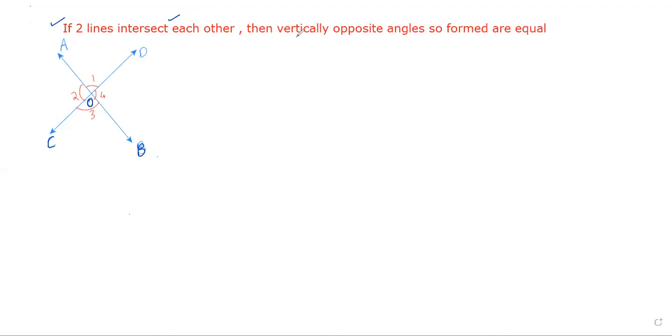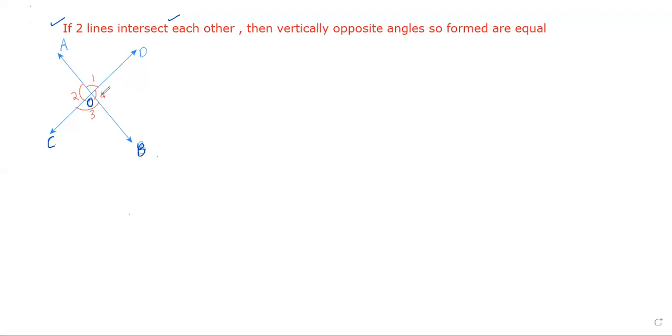The second thing is that the vertically opposite angles so formed are equal. So I have got this here. Let me name these angles: this is angle 1, this is angle 2, this is angle 3, and this is angle 4. So I have named all these 4 angles here. When I say vertically opposite angles, it means the angles which are opposite to each other and in line like this. So 1 and 3 are vertically opposite angles. Similarly, 2 and 4 are vertically opposite angles. So I've got the statement here, I have drawn the figure, and to make it easier, I have numbered the angles.